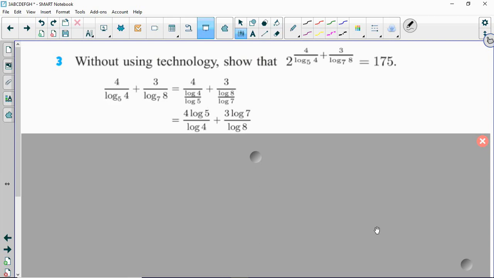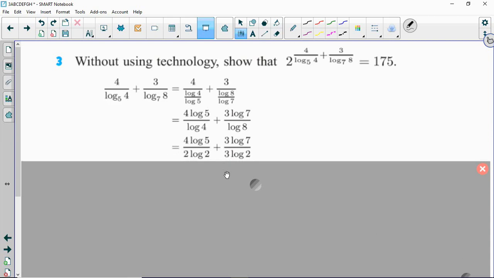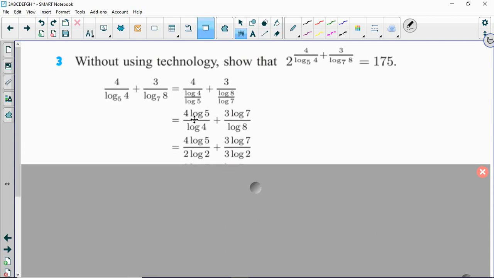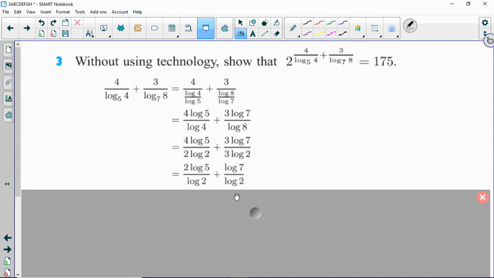But rather than multiplying this fraction by log 8 over log 8 and this one by log 4 over log 4, instead, notice that 4 and 8 are both powers of 2. So we can take that exponent out from each of them and give us a coefficient in the front. And then we can simplify it because we've got 4 over 2 and 3 over 3. And now they do have the same denominator already, so that was easier than the other idea, I think.